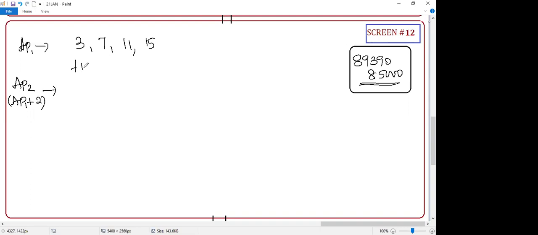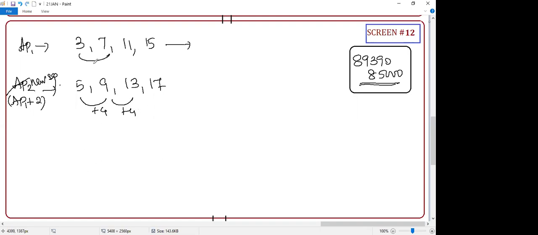So if you're adding plus 2, what will happen? 5, 9, 13, 17. So what is this? It is AP, no doubt on that. It's not AP2, it's a new sequence. But can you tell me whether that's also an AP or not? Because I don't know yet. It's also an AP, you are getting the new sequence. Plus 4, sir, not plus 2.